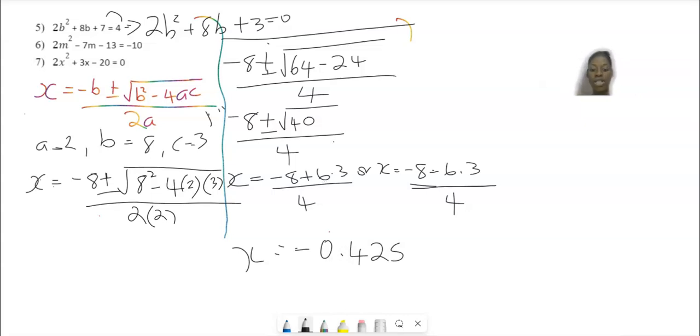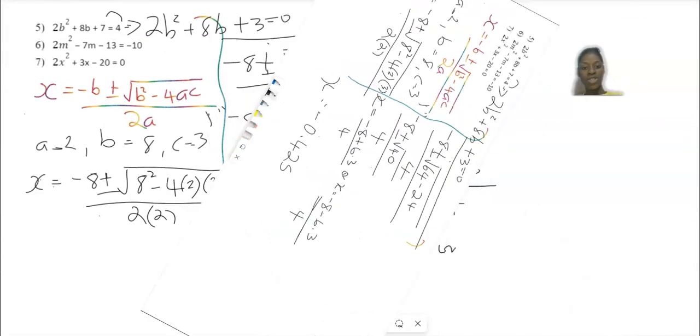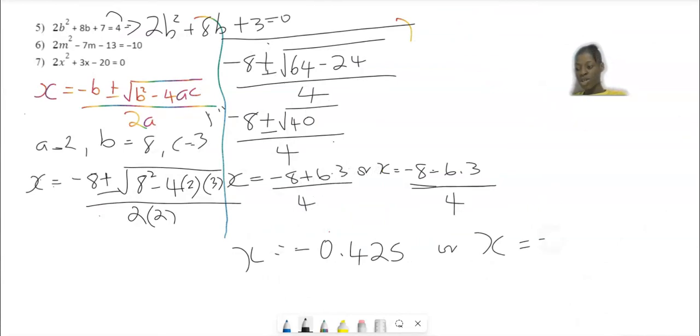Then now, in our calculators, we are going to put negative 8 minus 6.3 divided by 4. And that is x equal negative 3.575. Again, because the final answer is 3 decimal places, you can just go ahead and write that, unless you are instructed to round to 1 decimal place or 2 decimal places or so on. Alright, so that is one example.